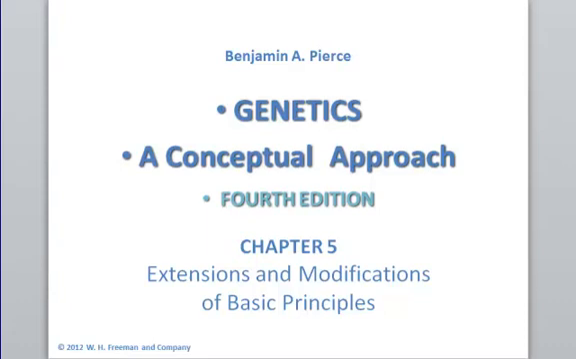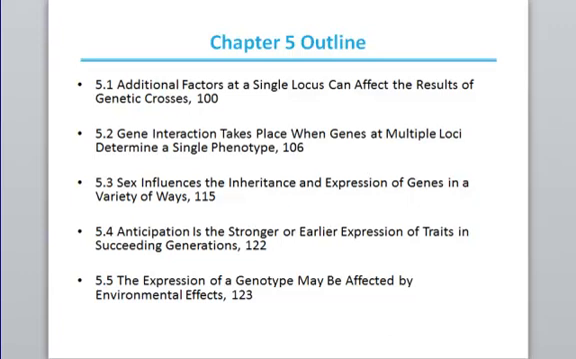In this chapter, we looked at factors that can influence the outcome of the phenotypes in Mendelian crosses. Here is the outline of the chapter, and for exam 1 we covered until 5.3. We did not cover anticipation or environmental factors.